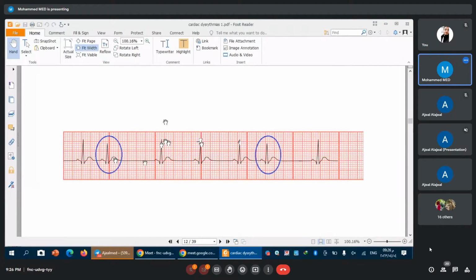تمام دكتور واضح. Okay. Go to next slide, please.